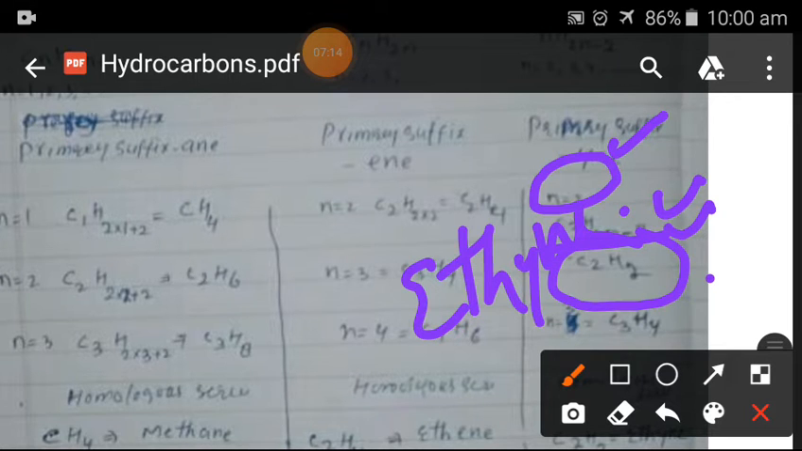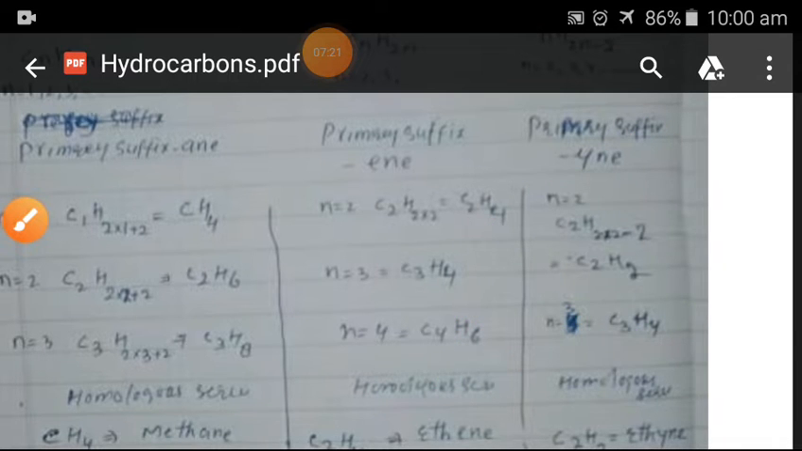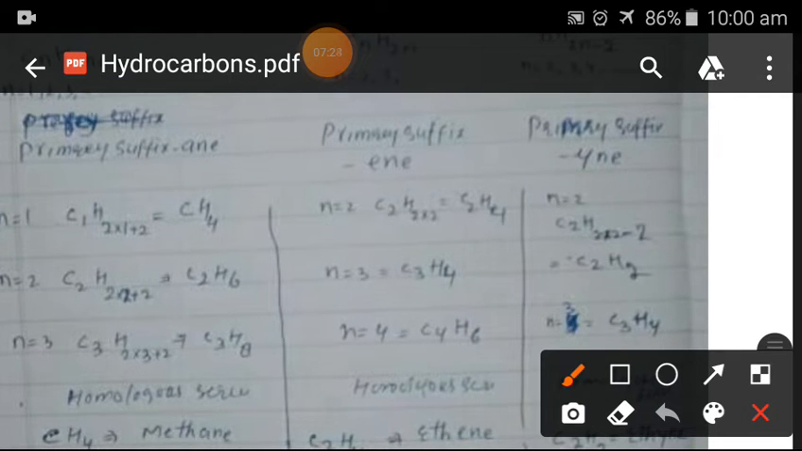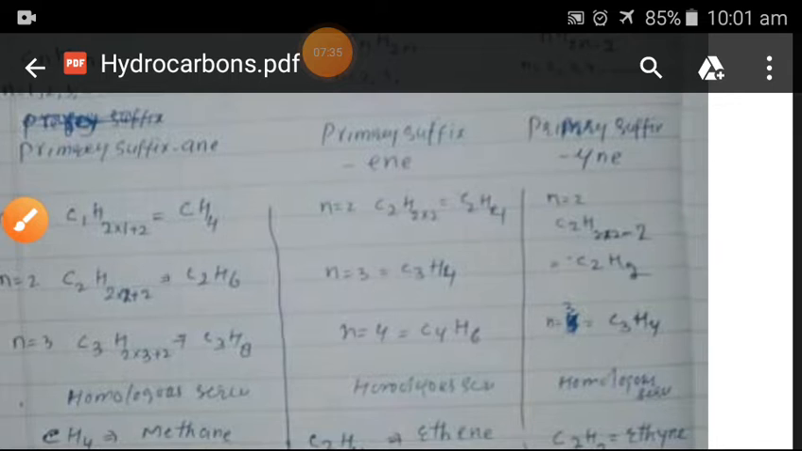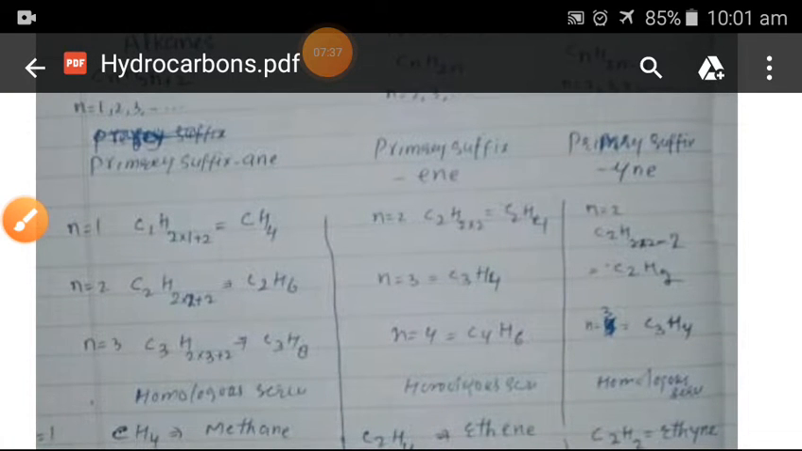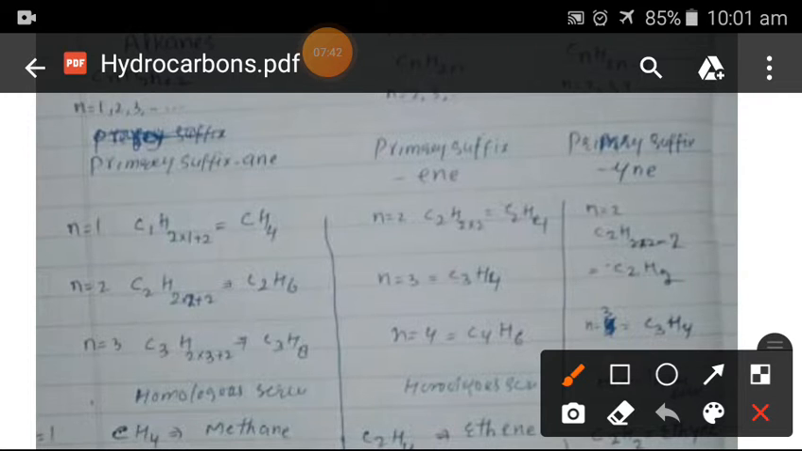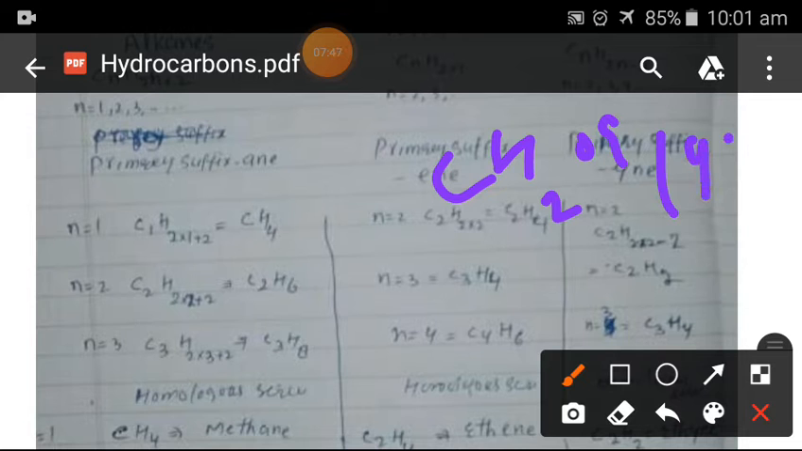Clear? Second member will be called propyne. Clear? Accordingly, when you see the difference between the analogous members, you will see there is a difference of CH2, or we may say it is 14 u. So when there is a difference of CH2 or 14 u, it forms the homologous series. The homologous series is the series of analogous compounds where the members have a difference of CH2 or 14 u.